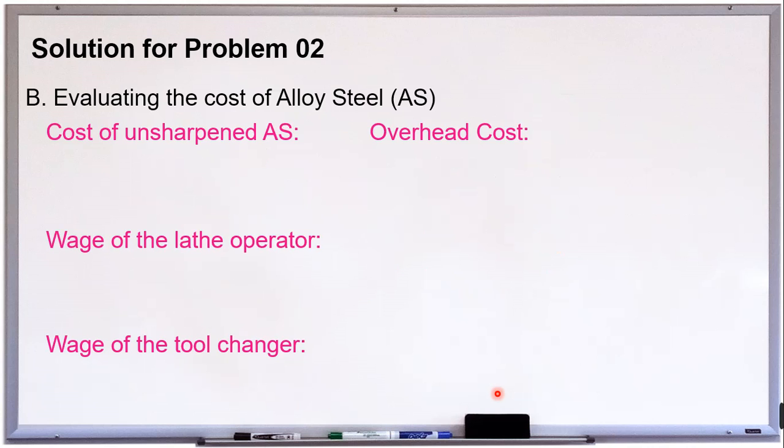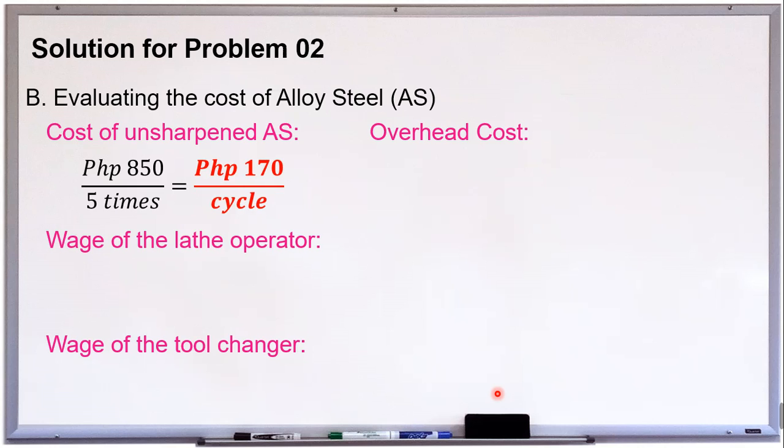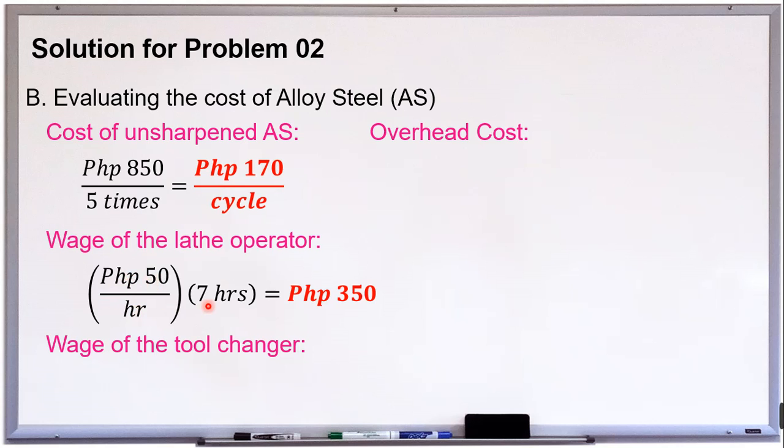Again, we have these four different types of cost. For alloy steel, the cost of the unsharpened is 850 pesos, and it can be used 5 times. So in one cycle, we have a cost of 170 pesos. For the lathe operator, same with the high carbon steel, the rate is 50 pesos per hour. But for the alloy steel, it will take 7 hours for the grinding operation. So we have a cost of 350 pesos.